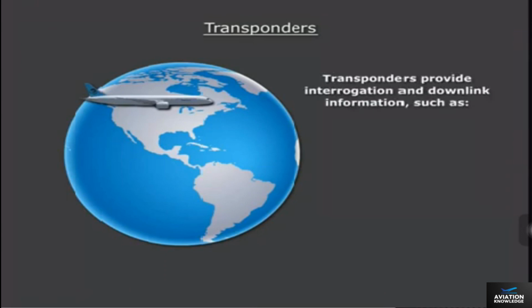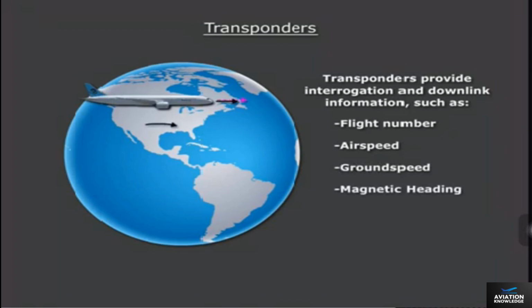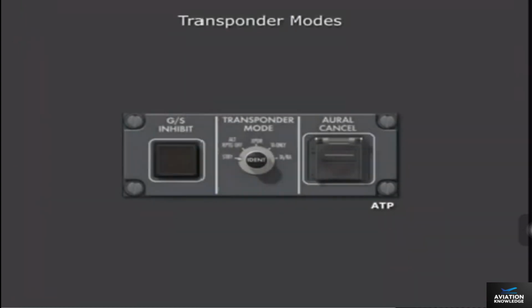Transponders provide interrogation and downlink information, such as flight number, airspeed, ground speed, magnetic heading, altitude, and GPS position. The transponder mode selector on the ATP controls transponder operation. In standby, the system is not active.